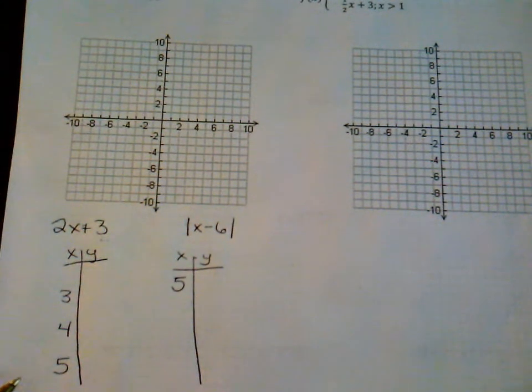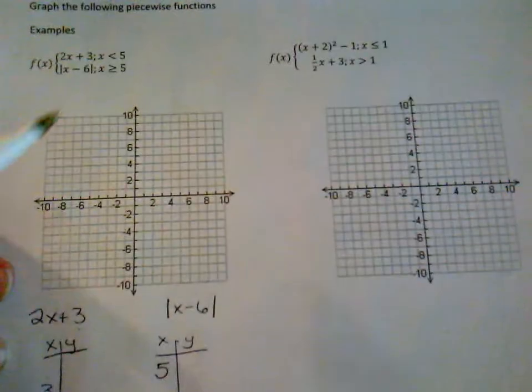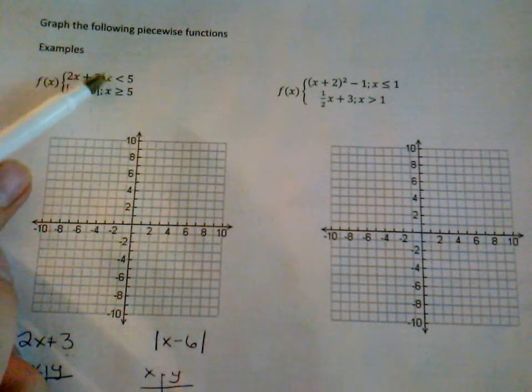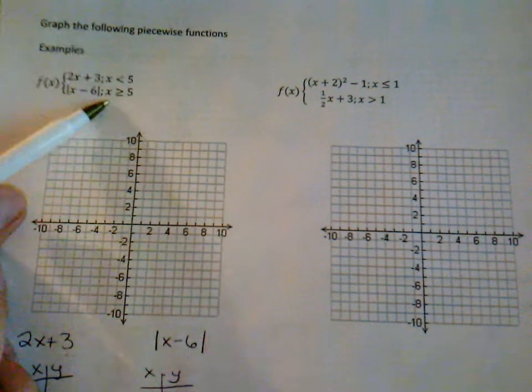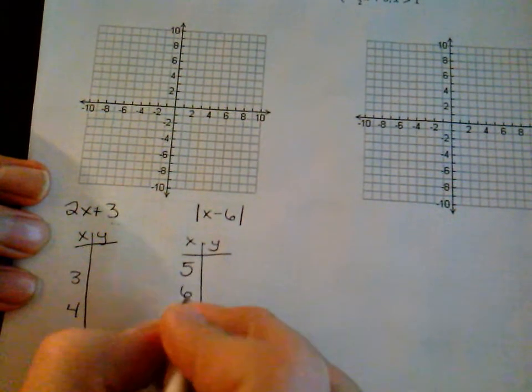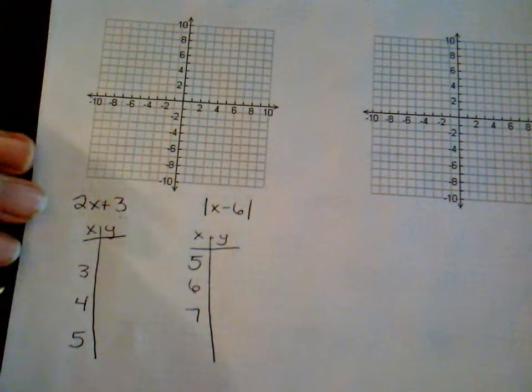Since this 5 is down here, it had to be 4 and 3 because it has to be numbers smaller than 5. And this one, it has to be numbers bigger than 5. That's what this whole x is less than 5, x is greater than 5 is telling you: you have to pick numbers smaller than 5, and you have to pick numbers bigger than 5. So we're going to do 6 and 7. And now let's plug these in.